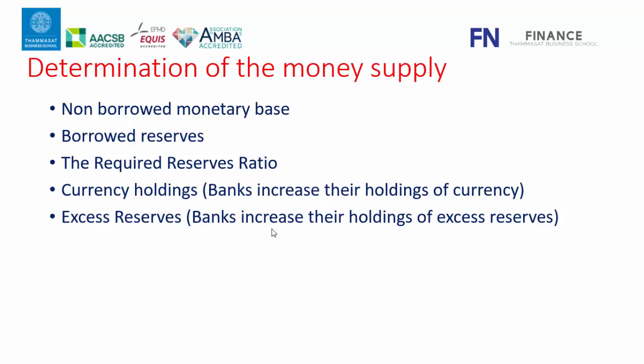The third one is the required reserve ratio. When the required reserve ratio increases, this means that the bank needs to maintain higher fractions of reserves. This will result in a decrease in the money supply. The fourth and the fifth factors are also about currency holdings and excess reserves holdings. If banks increase their holdings of currency and increase their holdings of excess reserves, this will result in a decrease in the money supply.